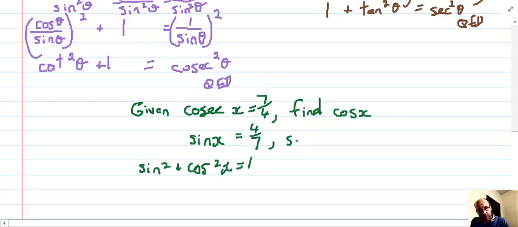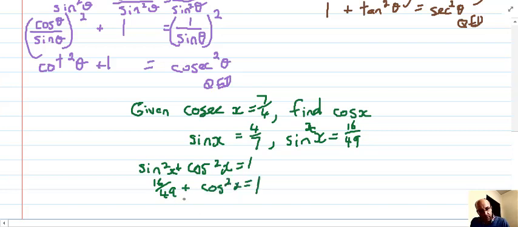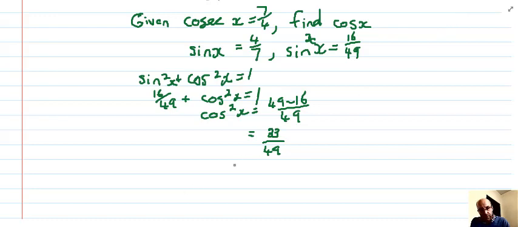So if sine x is 4/7, sine squared x is 16 on 49. And therefore we have, I'm missing a little x there, 16 on 49 plus cos squared x equals 1. So cos squared x is 1 minus sine squared x. Always be prepared to do that. So it's 1 minus 16 on 49, or in other words 49 minus 16 on 49. So cos squared x is 33 on 49.